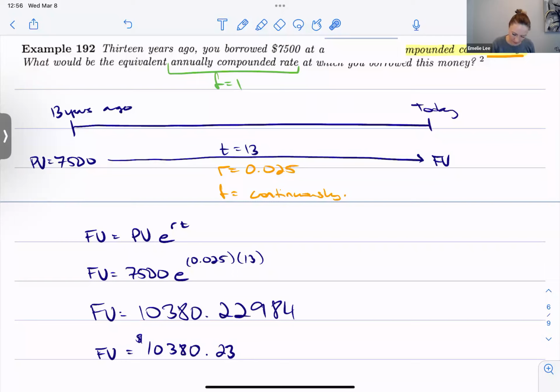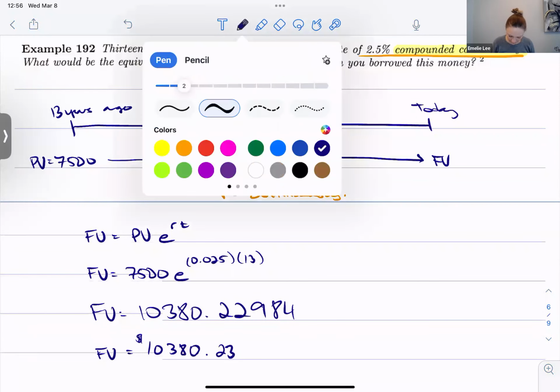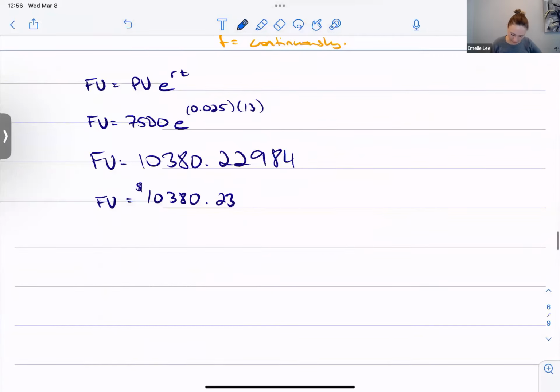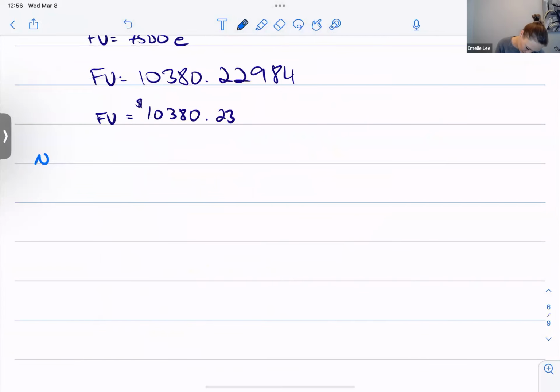So now find R. It's not lagging, it's my iPad that's totally lagging for real. We now find R when F is 1.